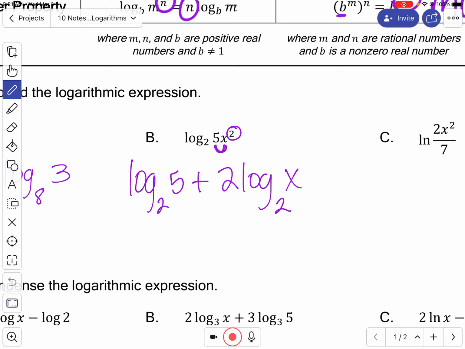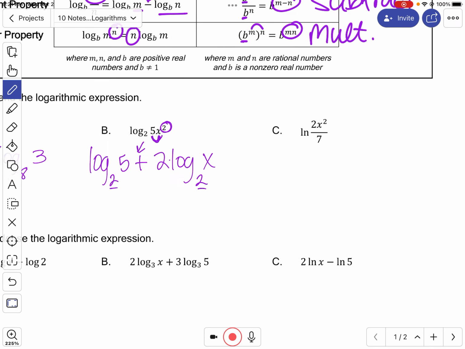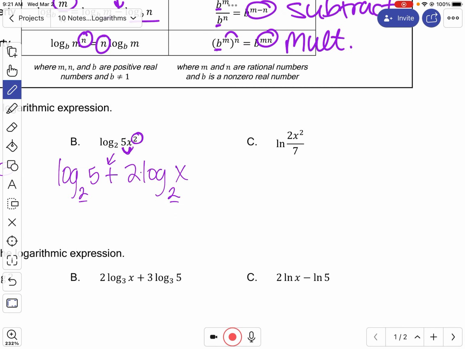So split it up when you're multiplying by adding. And then if you have an exponent, multiply it in the very front of that log term. Make sure your bases never change. Your base you should just carry along. Okay, next one.